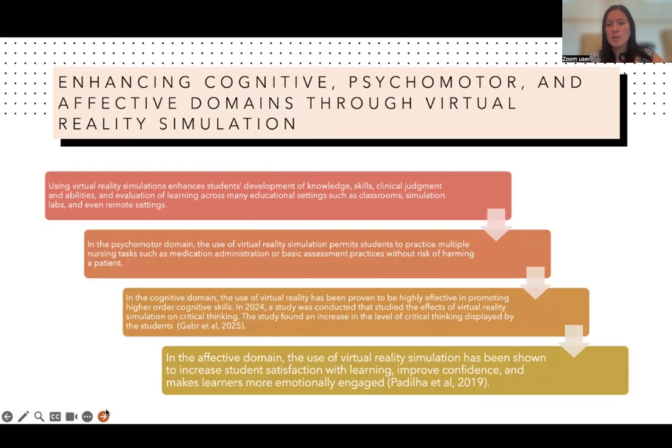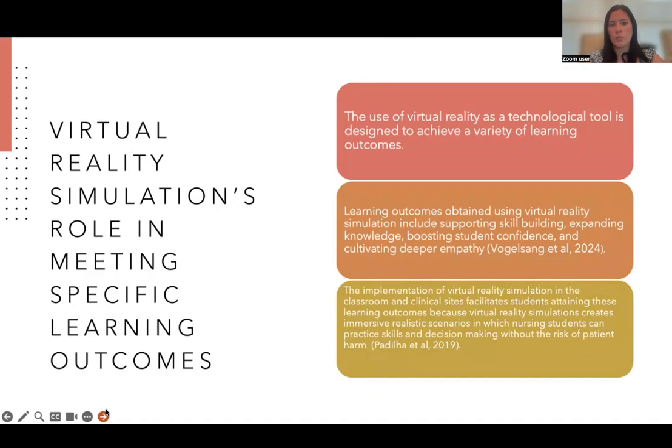In terms of enhancing cognitive, psychomotor, and affective domains, virtual reality really has an upper hand. In the psychomotor domain, students are able to practice certain tasks such as medication administration without risk of harming the patient. In the cognitive domain, they're able to develop higher order cognitive skills such as critical thinking. And in the affective domain, students are very satisfied with using virtual reality as a learning tool, and they show improved confidence and are more emotionally engaged.